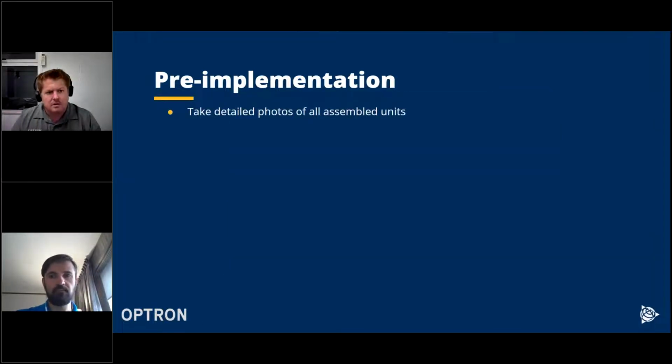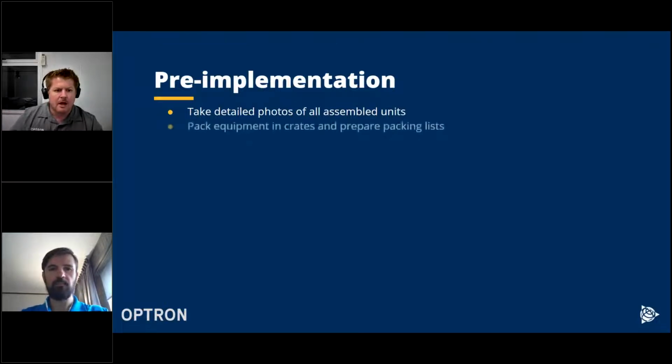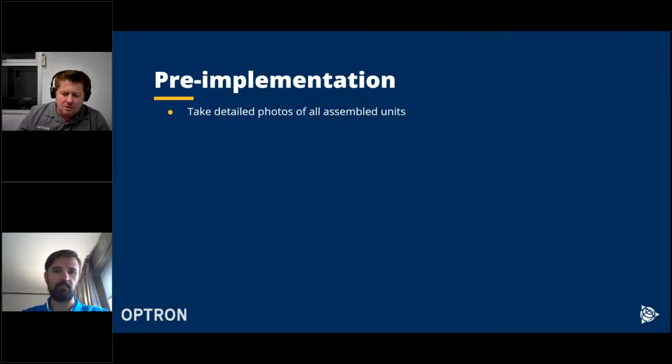Okay, then very important, during pre-implementation, take detailed photos of all the assembled units before you ship as well. If you save all of those photos, then when the shipment gets to the other side, to the client, you can send them all the photos and say, well, this is what should actually be there, and they can verify that everything has arrived. It also ensures that you have actually completed everything and added everything that's on the quotation.